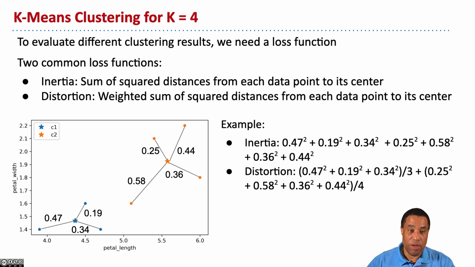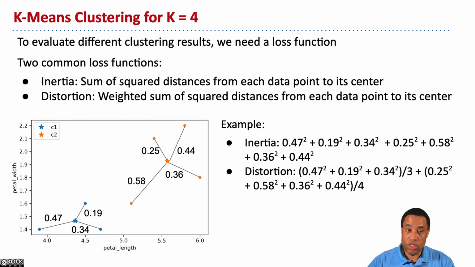So here we have an example where we have 7 data points, the 3 data points in blue and the 4 data points in yellow. And then the stars represent the centers of those clusters, so we don't count them as data points.